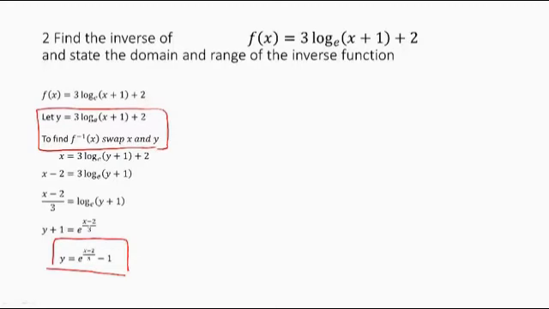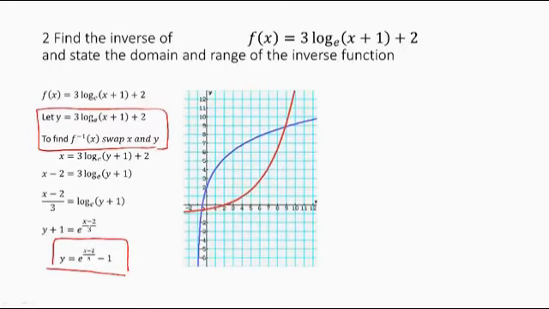Let's have a look at the graph. Here's a graph that I've made up. In blue is the logarithmic graph, 3 natural log of (x plus 1) plus 2. So blue is our original graph, our logarithmic graph. And in red is our exponential graph, y equals e to the power of (x take 2 over 3) minus 1. What you'll notice is that these two graphs are inverses of each other. They reflect through the line y equals x. And they intersect at points on the line y equals x.